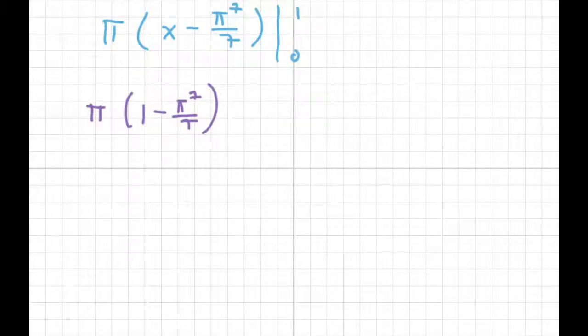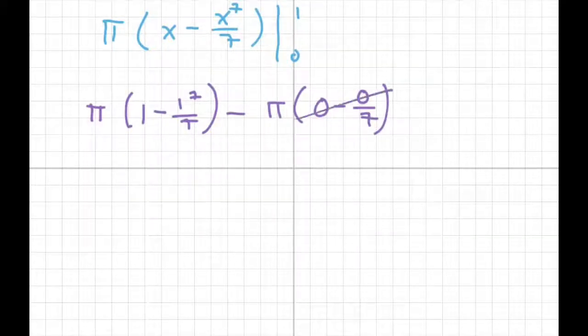Is this supposed to be pi? This is supposed to be x, sorry. So x. You're going to put in 1. Now when you subtract the 0 part, it just zeroes out because you're going to have pi times 0 minus 0 over 7. So all of this is just 0, and we can just leave it like this.